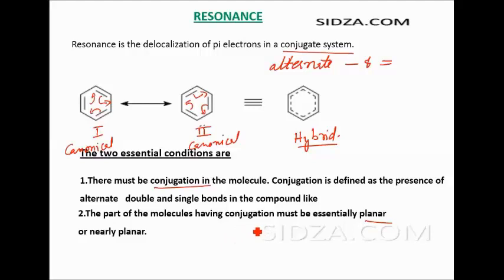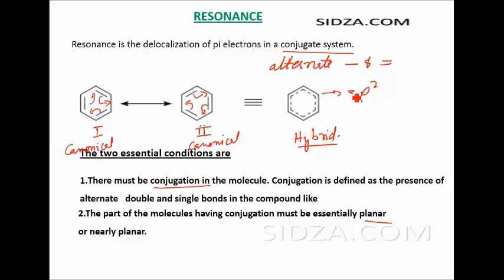Planarity is another requirement. We find that in benzene all the carbon atoms are sp2 hybridized, and sp2 hybridized carbon is planar. If all the carbons are sp2 hybridized, that means the molecule is planar, right? So this is the second requirement for resonance. The first, we should have a conjugated system. The second, we should have a planar molecule. In resonance, we have all these requirements.